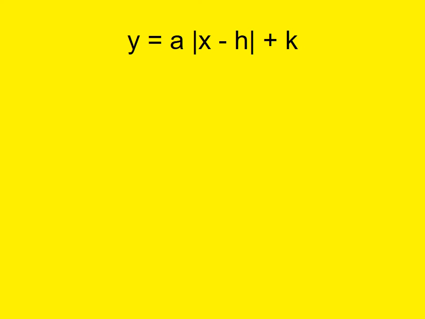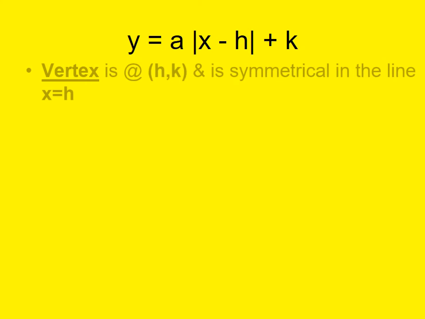This particular formula you will be getting very used to this year. It is our vertex form of a function, and you'll want to copy this one down. y equals a times the absolute value of the quantity x minus h, plus k. And each of these values does something to our graph. Our vertex is found at the coordinate where the x coordinate is h and the y coordinate is k. So h is our x coordinate, k is our y coordinate.